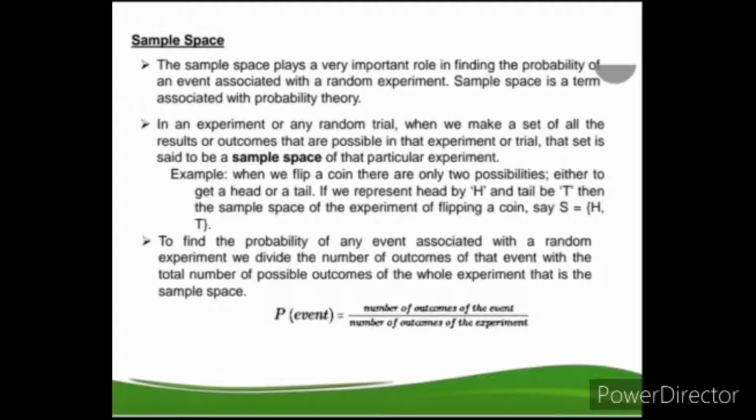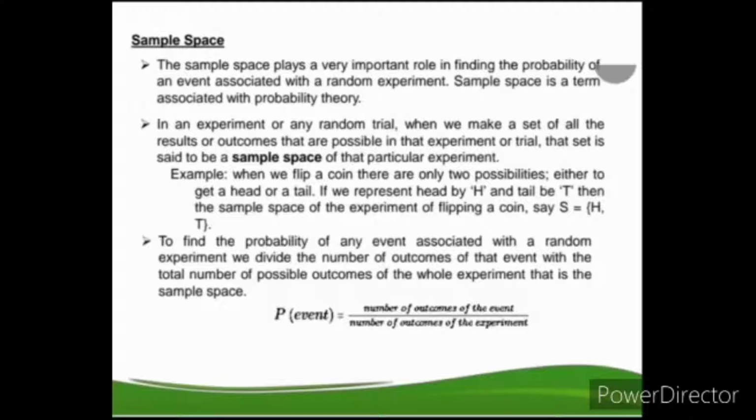To find the probability of any event associated with a random experiment, we divide the number of outcomes of that event by the total number of possible outcomes of the whole experiment, that is the sample space. Here's the formula. P of event is equal to number of outcomes of the event over number of outcomes of the experiment.